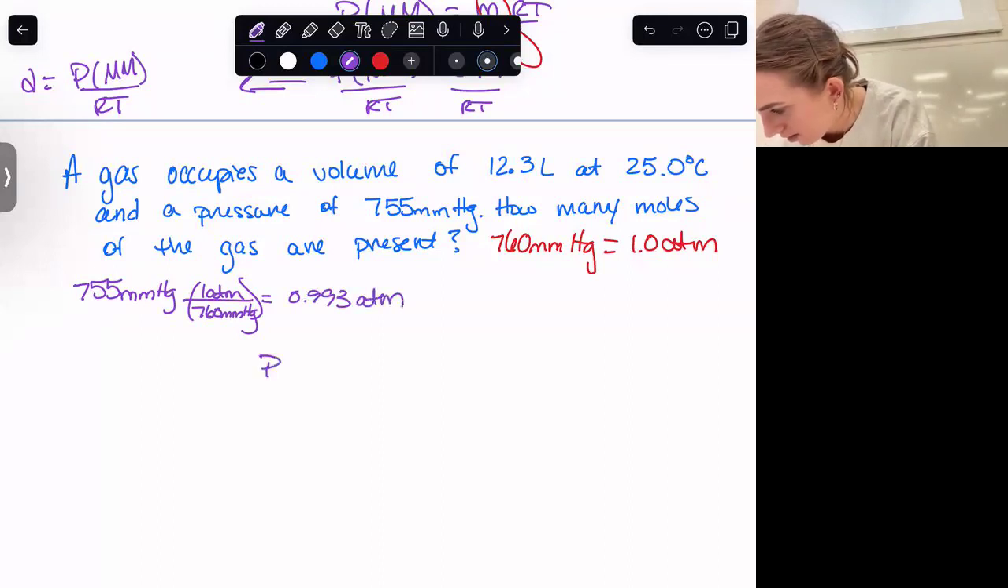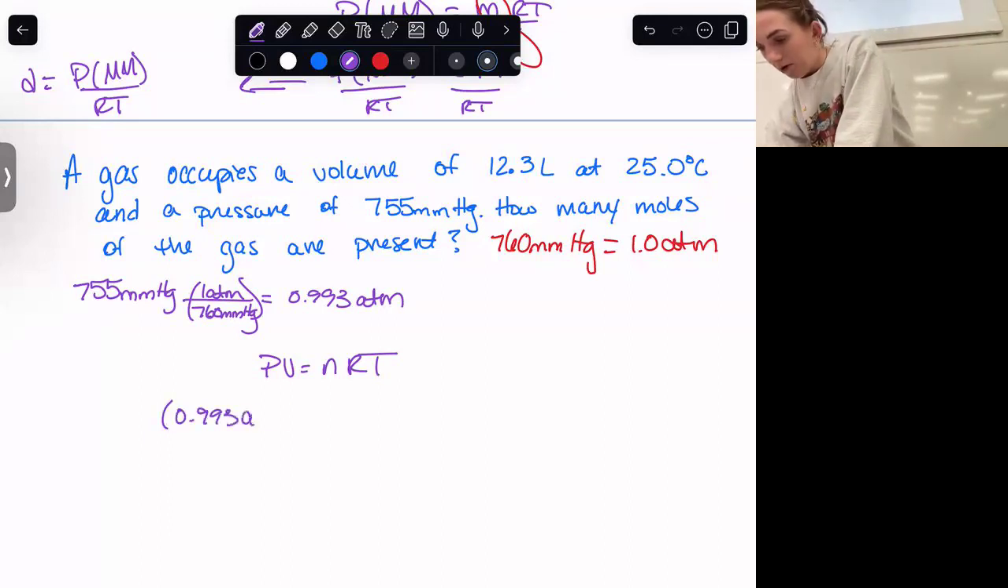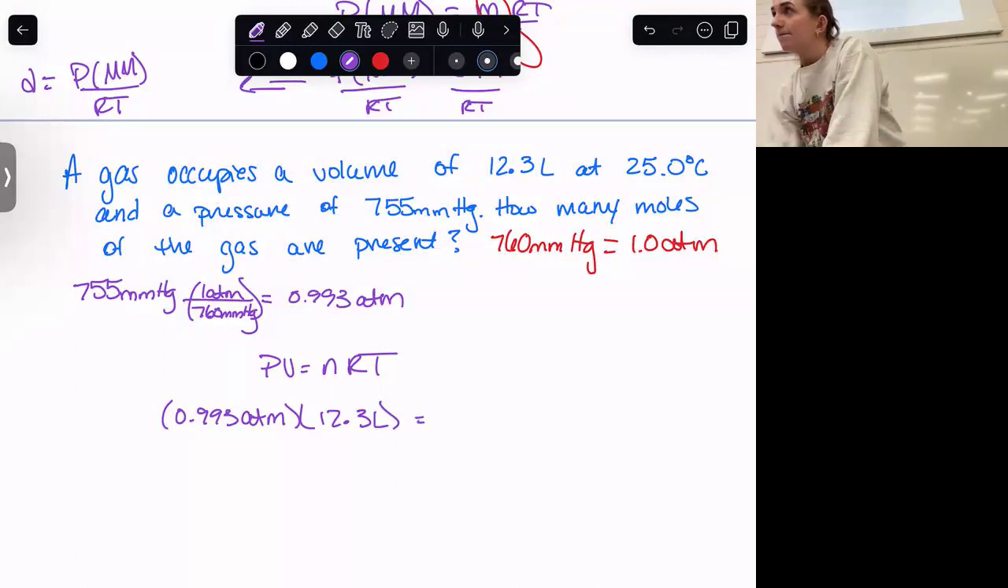Yep. And then we know that we're going to be using PV equals nRT. So we changed our pressure because that needed to be in different units. You said 0.993, right? Our volume was given to us in liters already, so we can keep that the same. Then what did you do?